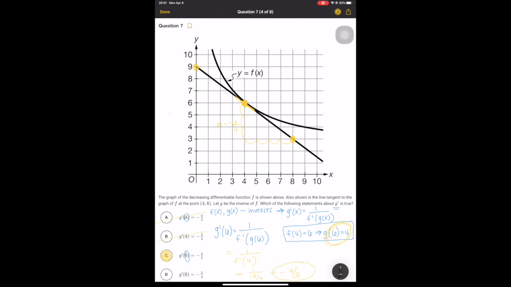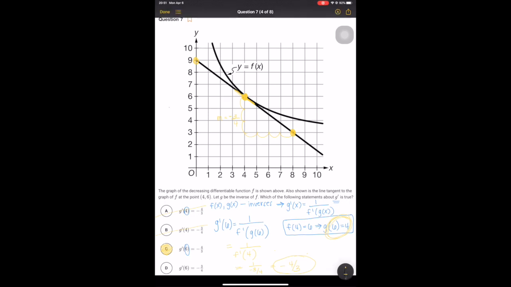That was a good one. That was tricky. So the key thing we have to remember here is that f prime of 4 is the slope of the tangent line at 4. So we had to find the slope of that line shown there. Cool beans. Alright, let's keep going.